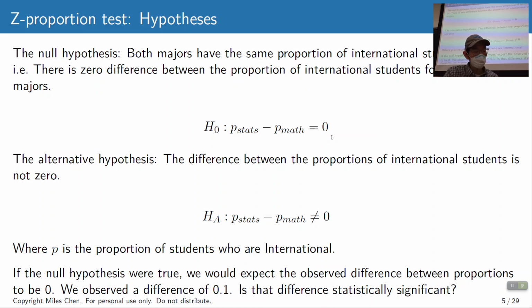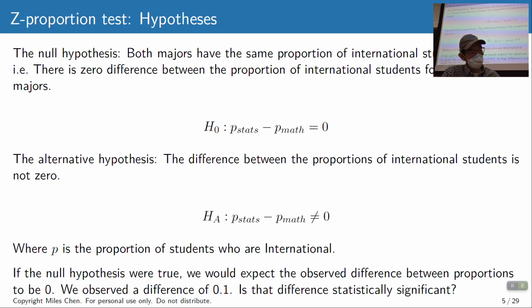And if we do observe a difference in our data, that difference is a result of just random sampling. If we sample different people, we might have gotten some different proportions. Okay, the alternative hypothesis is that the difference between proportions is not 0. That if we take this difference between these 2 proportions, we're going to get a value that's not equal to 0. And that's what we have.